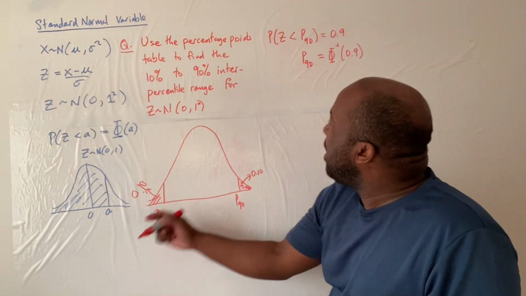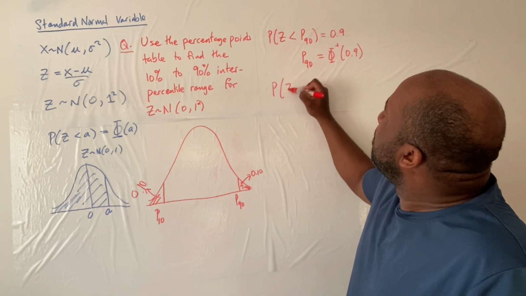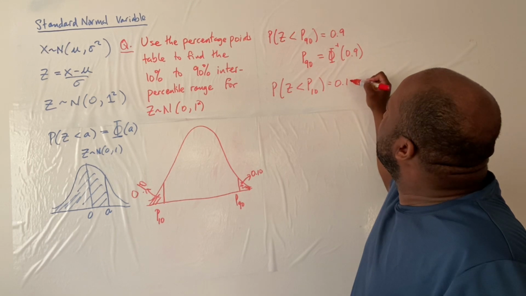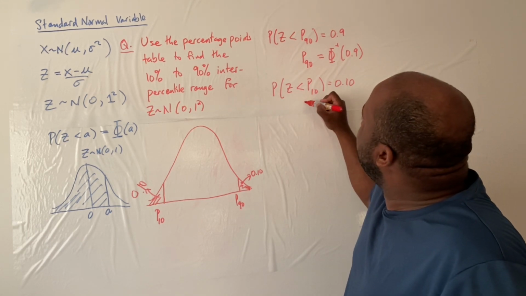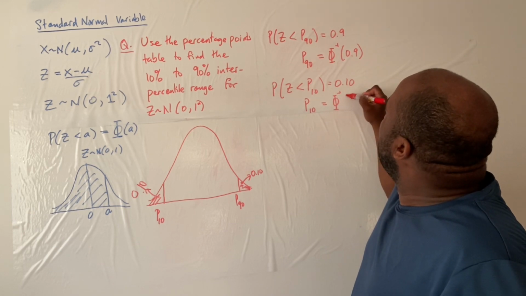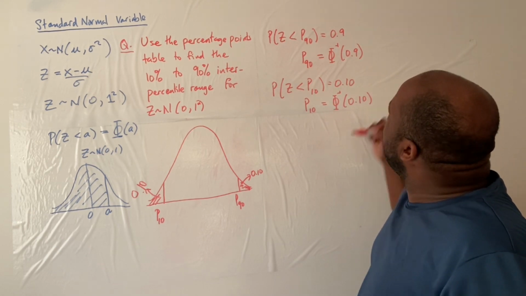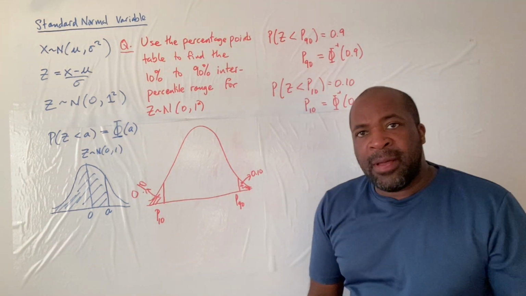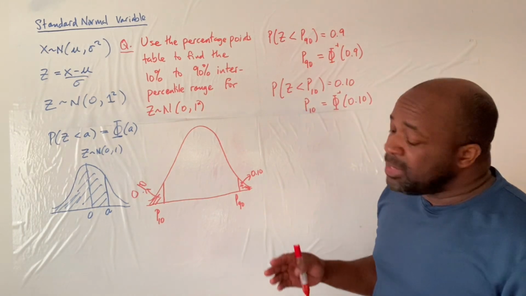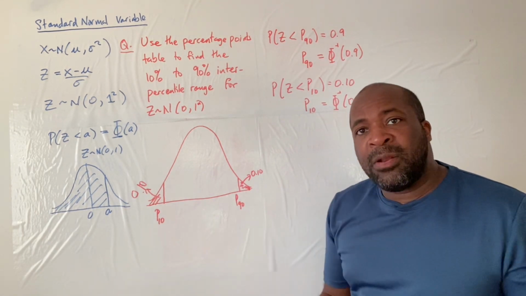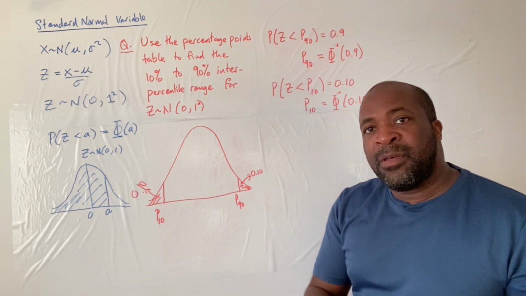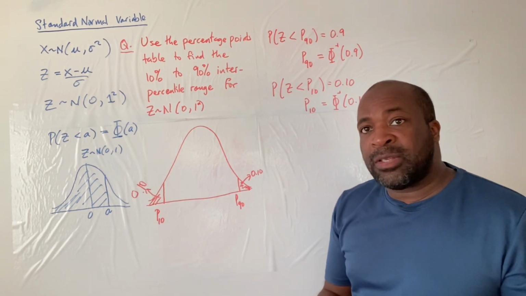Additionally, we're looking for the value such that the probability that Z is less than P10 gives us 0.1. So we're going to be using the phi function. We're looking for P10, which is going to be phi inverse of 0.1. So we can go to the percentage points of the normal distribution table. Depending on the exam boards, some of the percentage points tables will be oriented to the left. This particular table is oriented to the right.